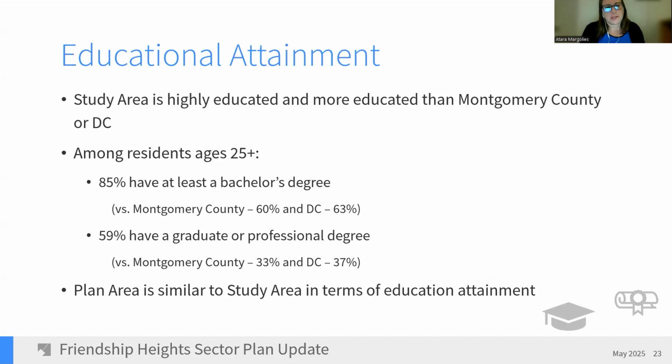The DC region is well known for being highly educated, and thus so is the study area, where 85% of residents ages 25 and over have at least a bachelor's degree, and more than half, or 59%, have a graduate degree. This actually makes the study area more educated than Montgomery County or DC. Both are already considered highly educated places. So unlike other demographic characteristics that we just looked at, like age and household type, here the plan area and the study area are very similar in terms of educational attainment.